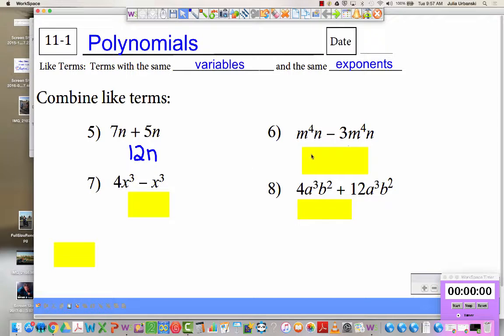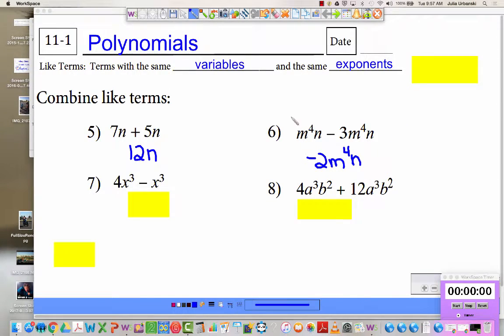Number 6, negative 2, n to the fourth, and n still, okay? The variable doesn't change. What we're doing is we're counting up how many of each do we have. How many of these groups, m n to the fourth and m n to the fourth, how many of those groups do we have? 1 minus 3 of them, so we have negative 2. So you keep this as a group and you don't change it.